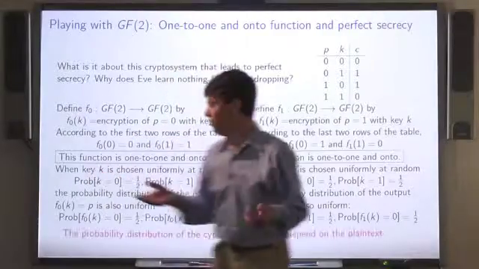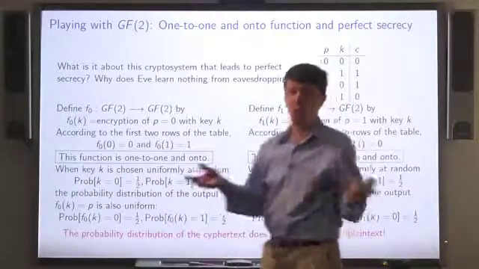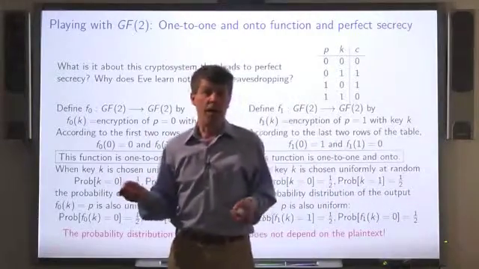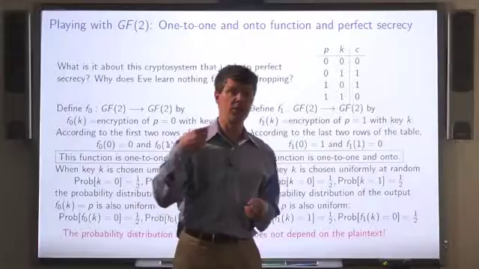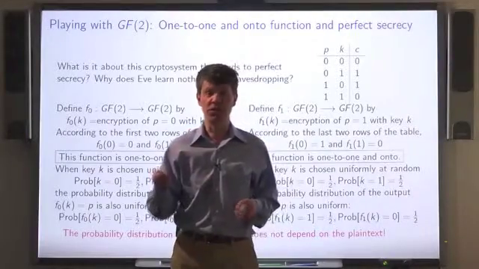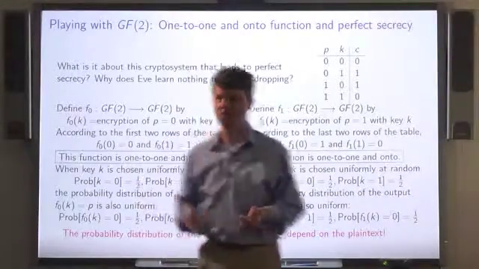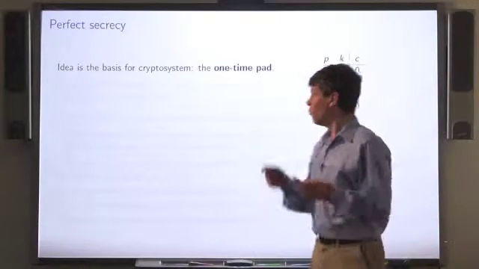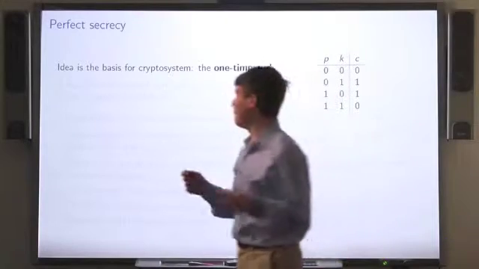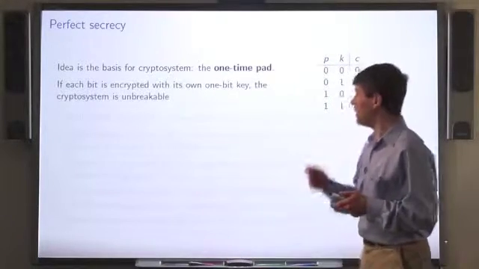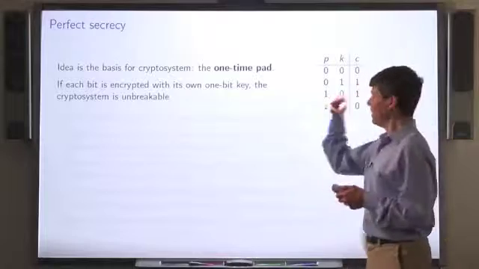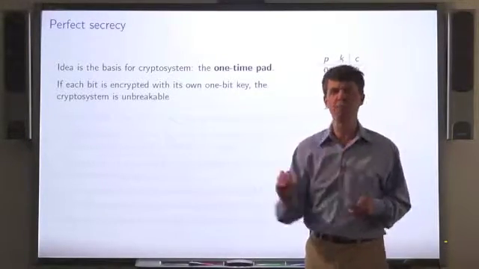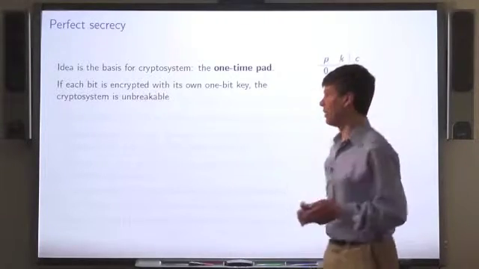From E's perspective, there's no point in observing the ciphertext. She knows it's just going to be a bit, either 0 or 1, chosen according to the uniform distribution. She might as well stay home and flip a coin. This is the idea for the crypto system called the one-time pad. If each bit is encrypted according to this table with its own 1-bit key, this crypto system is unbreakable. No eavesdropper can learn anything.